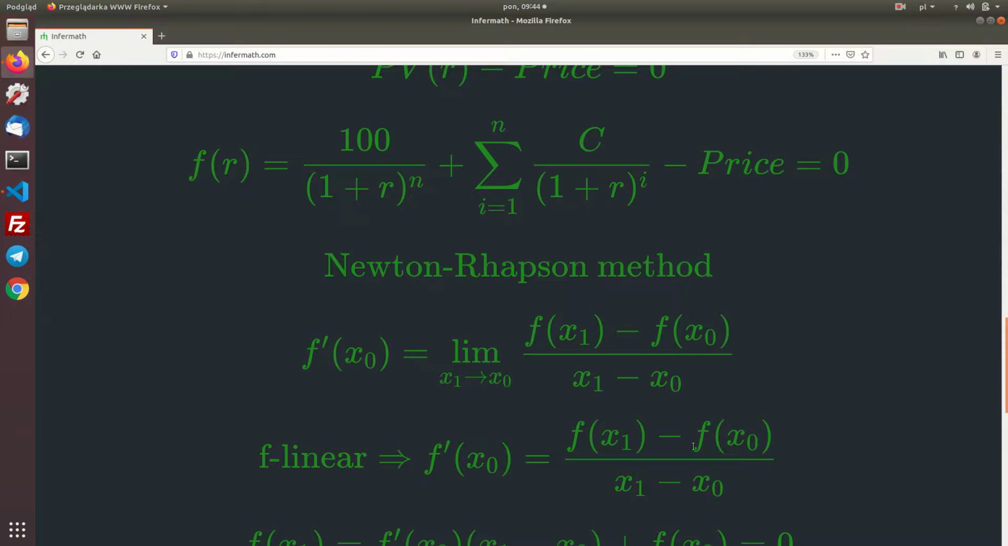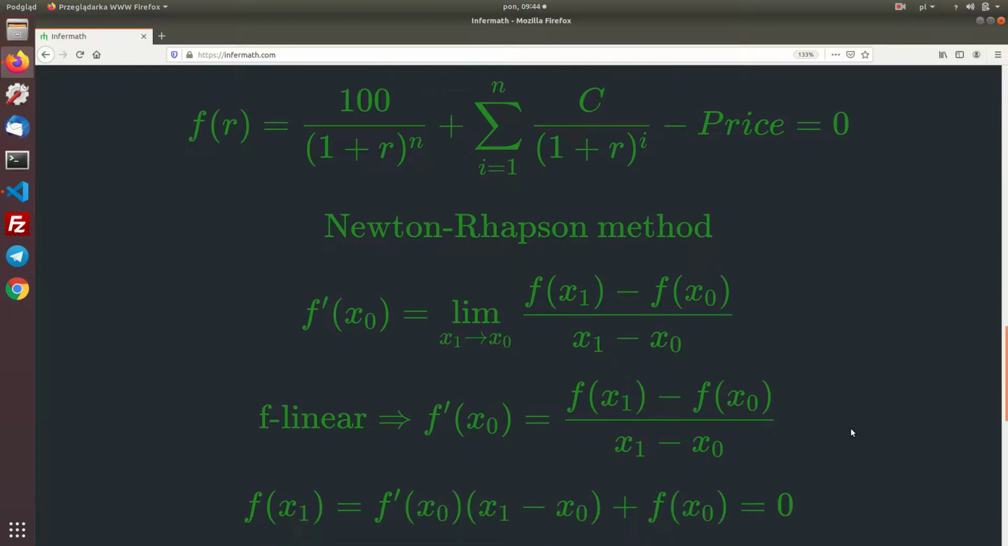So if we want to use this fact about a linear function in order to find value at x1, we rearrange this equation a little bit that we have here, and the value at x1 is the derivative, so this is the increment that we have for this function. Here we have a difference in the arguments, and of course we have the starting point from which we increment.